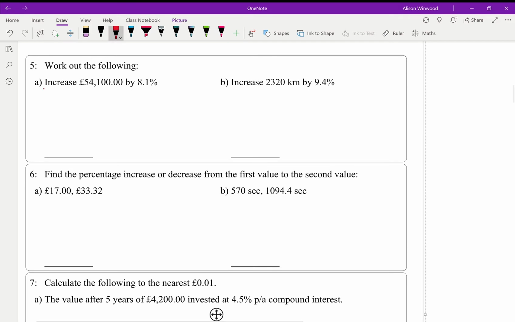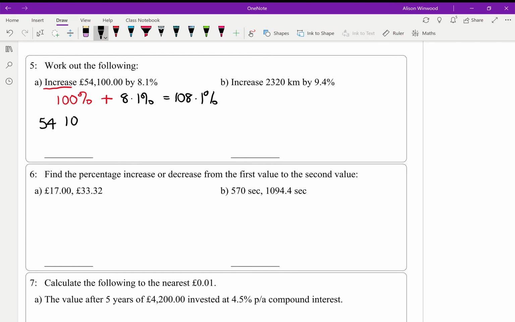If I'm going to increase anything, I start by doing 100% plus the percentage in the question. So I've got 108.1%. Then I've got my amount, 54,100, multiplied by my percentage, which means over 100. Put it in the calculator. Get 58,482.1, and it's in money, so we put the pound sign at the beginning.